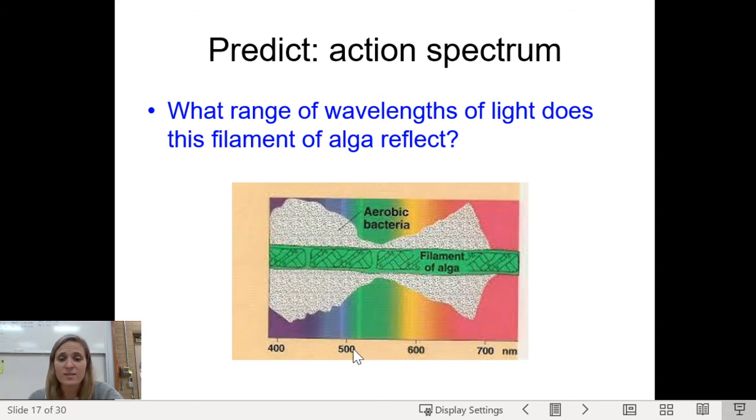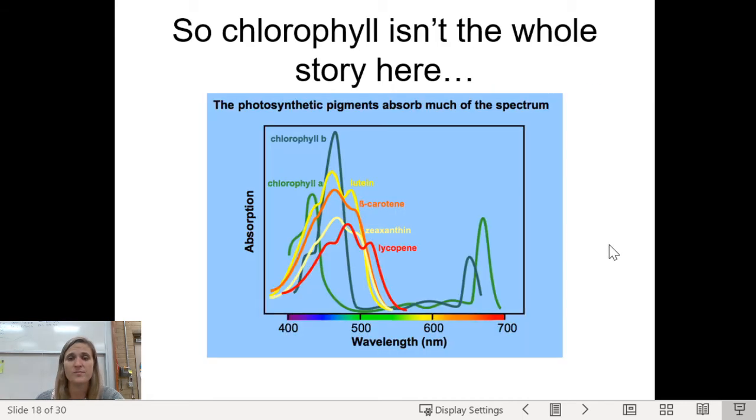If you said somewhere between 500 and maybe 570, or between 500 and 600, that would be correct. It is reflecting the wavelengths from 500 nanometers to about 580 nanometers, or if you put 600, okay, this green area, because it's showing green.